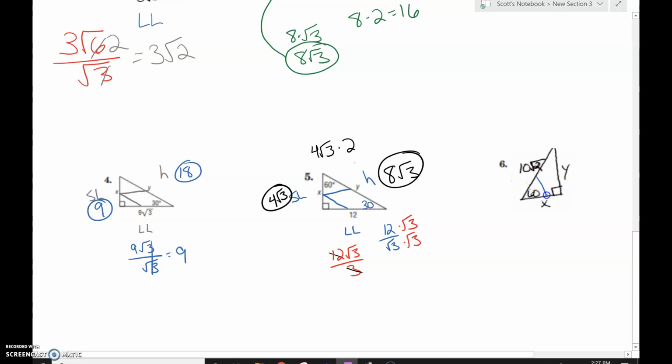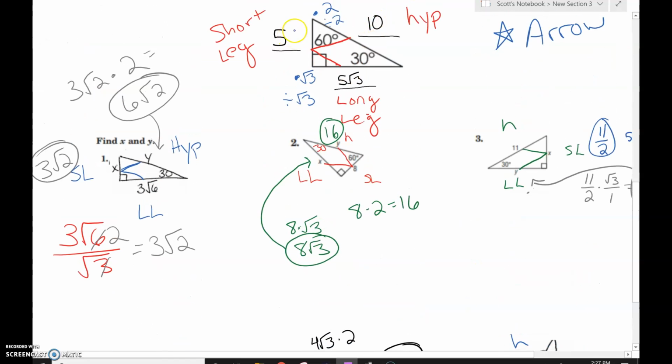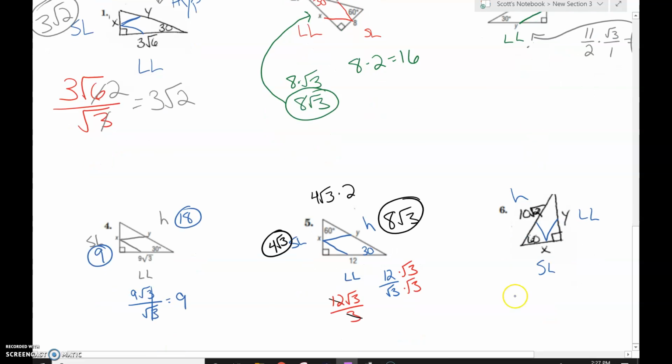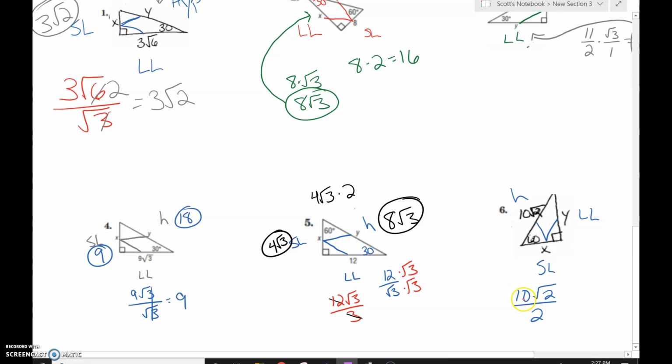Last one here. Again, you guys can do this on your own on your paper. You can pause it at any time if you feel like you need more time to do this. Okay, label short leg, long leg, hypotenuse. Now I'm going hypotenuse to short leg. So I'd have to divide by 2. It's getting smaller. So I'm going to go 10 square root of 2 divided by 2. So the key is knowing what you're multiplying by, what you're dividing by. Then from there, I can simplify. 10 over 2 is 5 square root of 2.